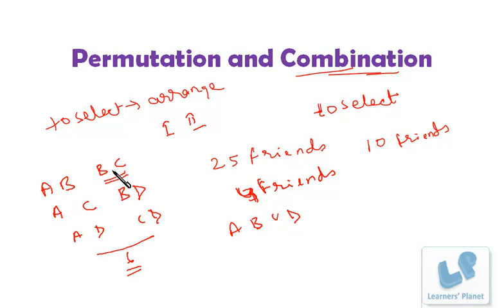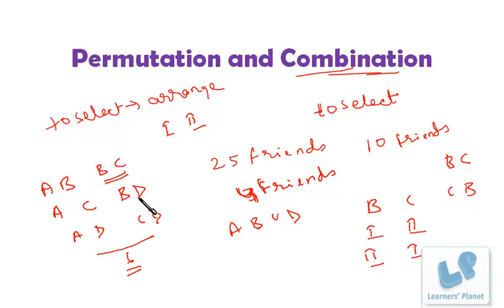Now what I'm doing, I'm arranging these 2 people, right? B will be first and C will be second, or C will be first and B will be second. So for B, C, this is first, this is second, or this is first, this is second. Now I'm making the arrangement, that is BC and CB, right?